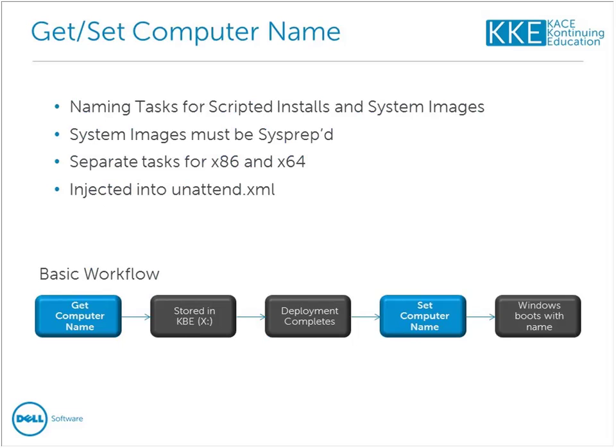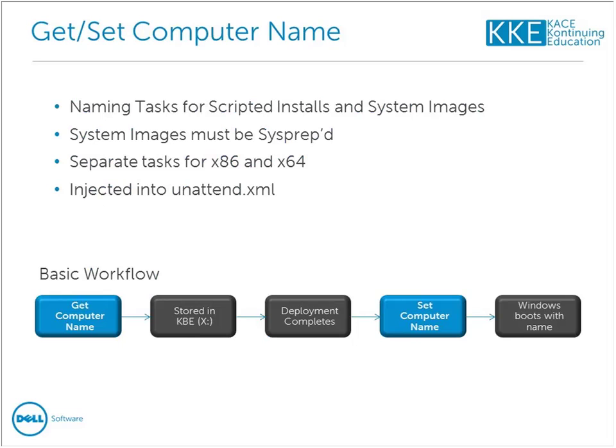All right, so get set computer name. Now, get computer name is a pre-installation task, and that will run before your deployment begins, before you partition, and so on. I don't want to focus too much on get computer name, because that's obviously a pre-installation task, but it goes along with set computer name. One of the things you are going to be worried about when you're doing your deployments is how do I name my computer. Get set computer name is a set of naming tasks that work for both scripted installs and system images. Again, we're focused on the system images, but it can still be used there.